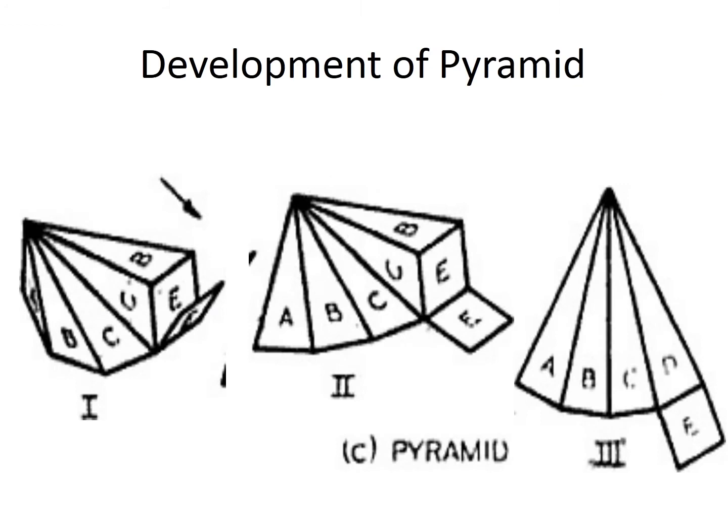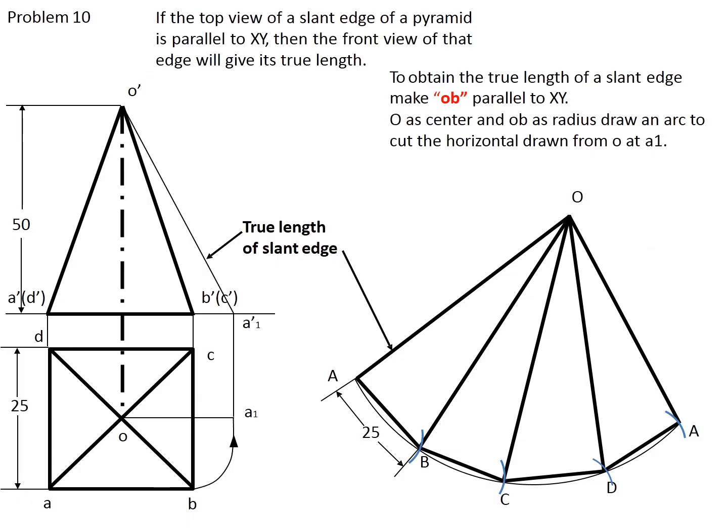Okay, development of a pyramid. For development of a pyramid, we'll be using the radial line method. This is how a pyramid will be once it is developed. Here we have an example of a rectangular pyramid, with all four sides and the base, and this is the solution. In this case the pyramid is resting on its base on HP, and they have drawn the top view and front view.